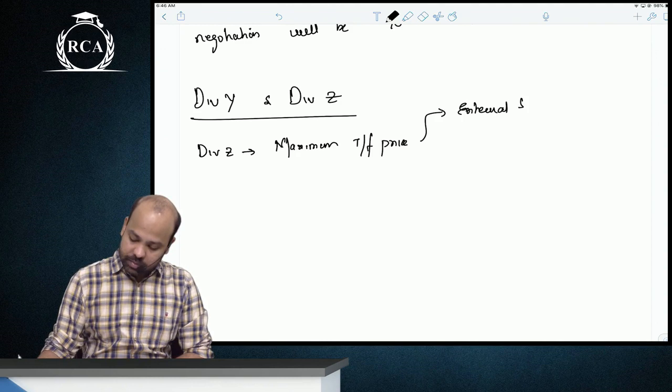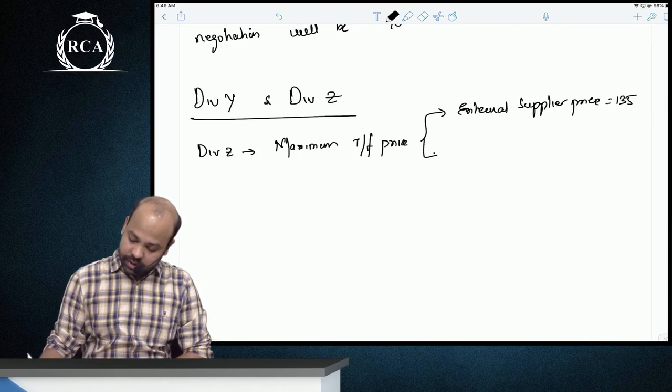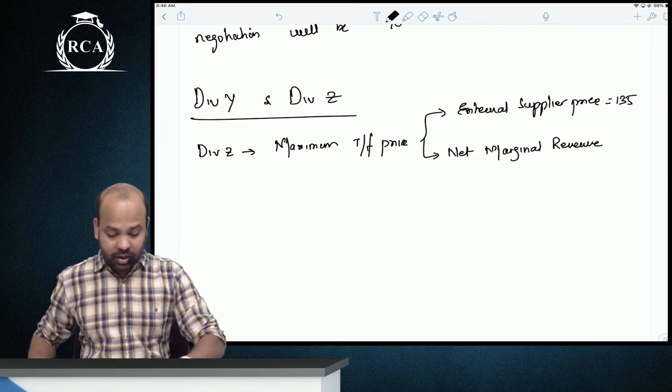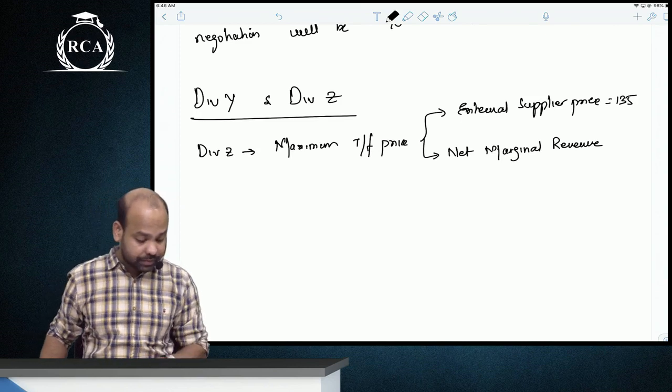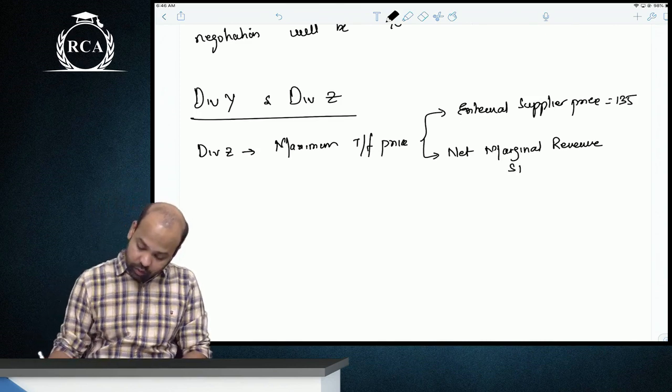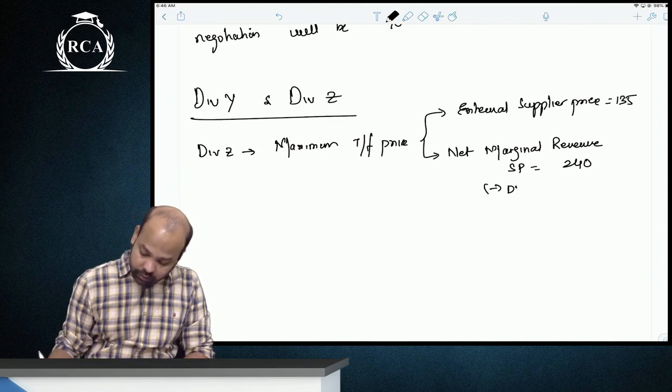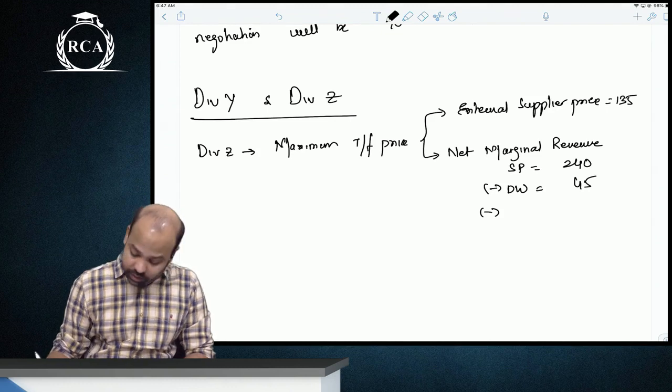The external supplier price for division Z is 135 rupees. What is the net marginal revenue, guys? The net marginal revenue for them: the selling price is 240. They will have to incur direct wages of 45. They will have to incur sales agents commission.